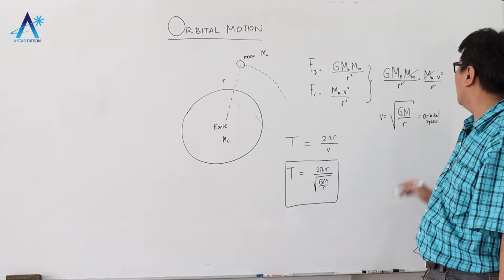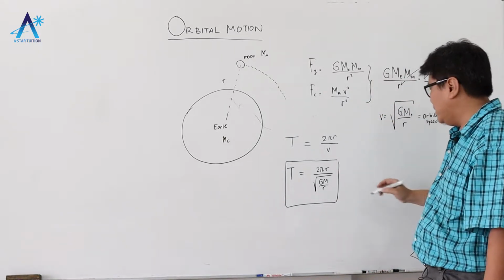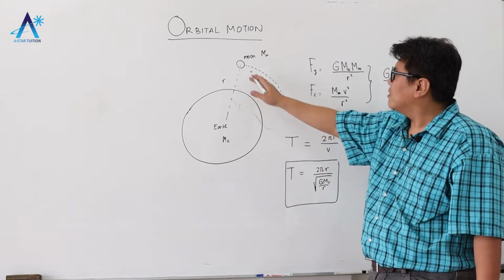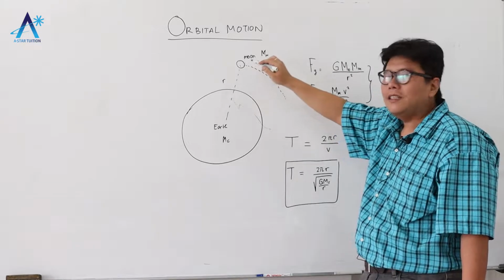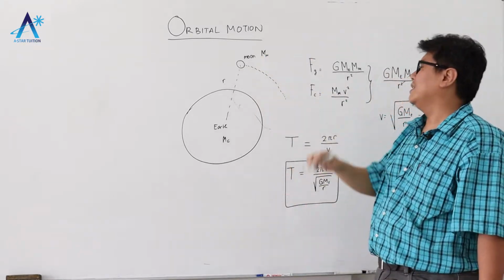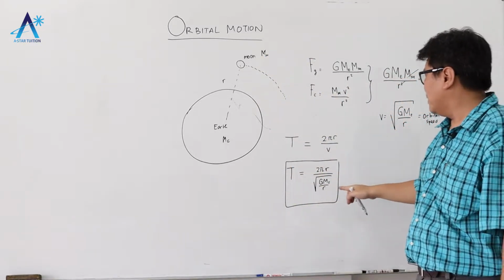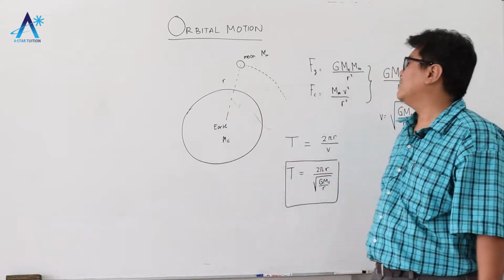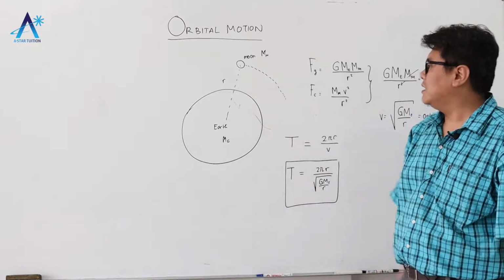Now notice that in this case, it doesn't depend whatsoever on the mass of the entity that is actually orbiting. It's always a function of the mass of the stationary entity, which in this case is the Earth.